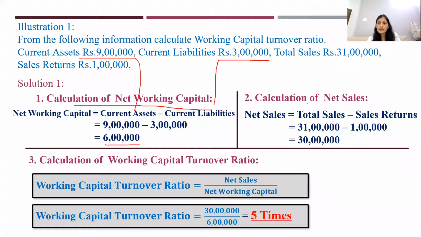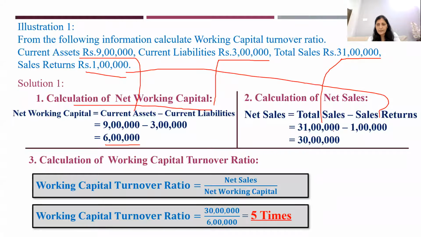Next, we have calculation of net sales. As I told you, total sales. If credit and cash sales are given separately, take it separately, add it to the total sales, less sales returns. So total sales is actually directly given, 31 lakhs. I'm taking this 31 lakhs here. Then we have sales returns, that is 1 lakh. From here I have taken this sales returns, 1 lakh. So 31 lakhs minus 1 lakh is 30 lakhs. 30 lakhs is our net sales.